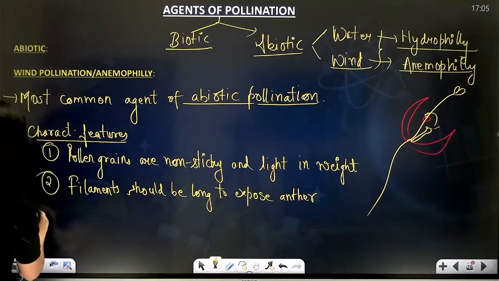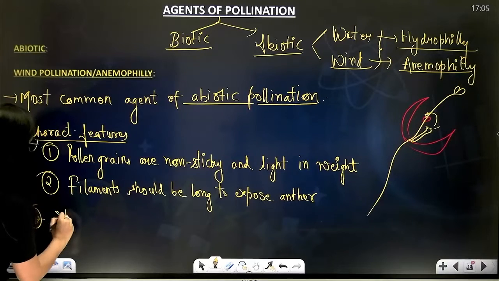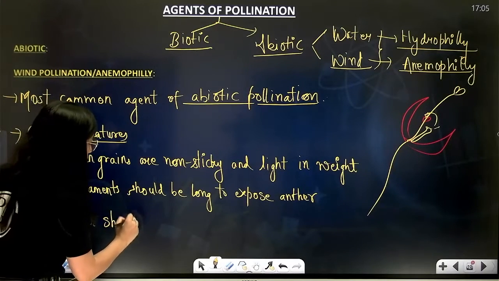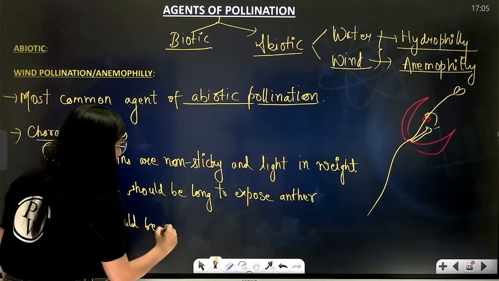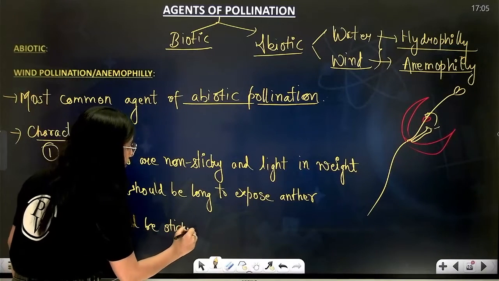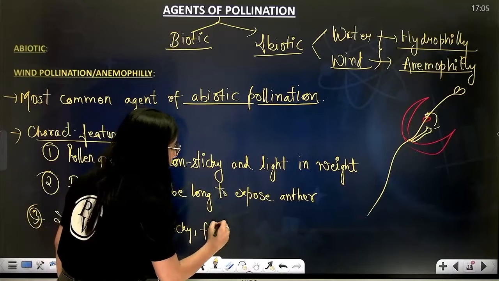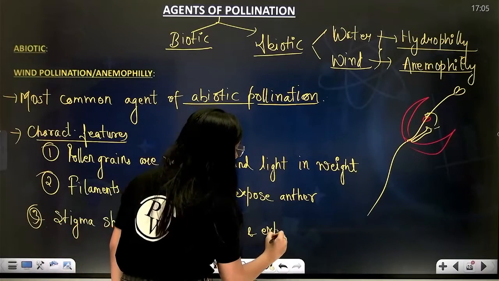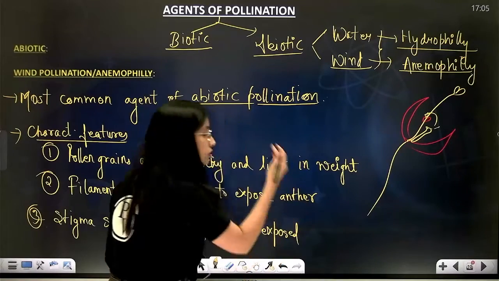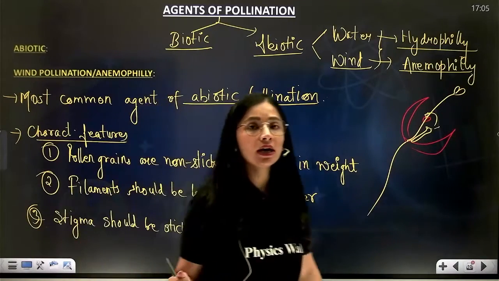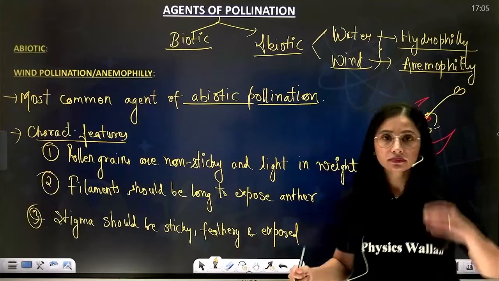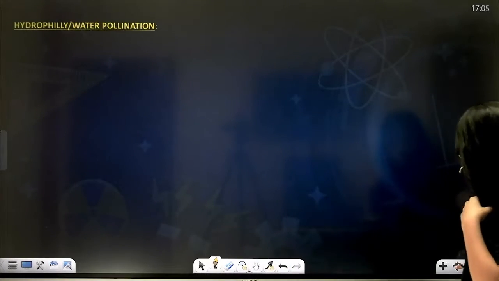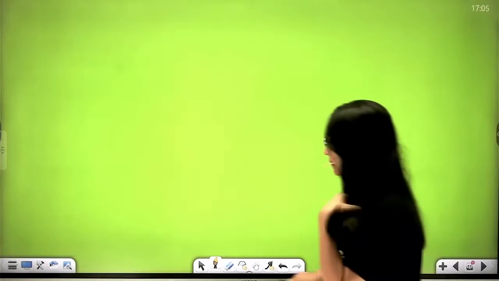So third point is: the receptor, that is the stigma, should also be sticky, feathery, and well exposed, so that it can easily catch the pollen grains. Right? I hope you have understood the first 3 points. Next, wait, let me add one page first.